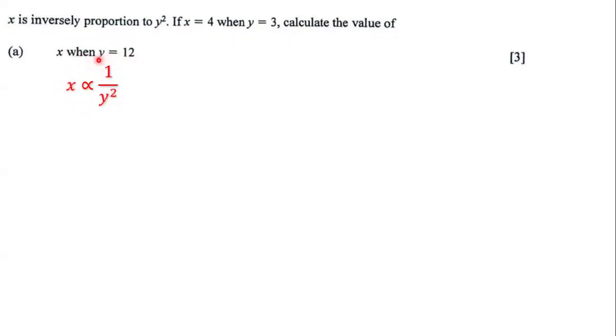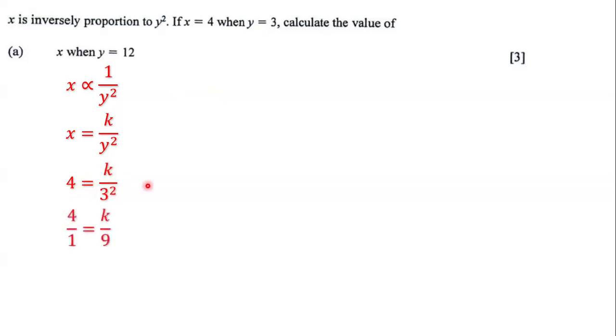Now, what does this mean? What does it mean that x is inversely proportional to y squared? Well, that means that x is equal to k all over y squared. So if we say that x is inversely proportional to y squared, what that means is that x is equal to k all over y squared. Now, what is x? In this question, x is equal to 4. And what is y? Well, y is equal to 3. And so we substitute x is equal to 4 and y is equal to 3. And so we have 4 is equal to k over 3 squared.